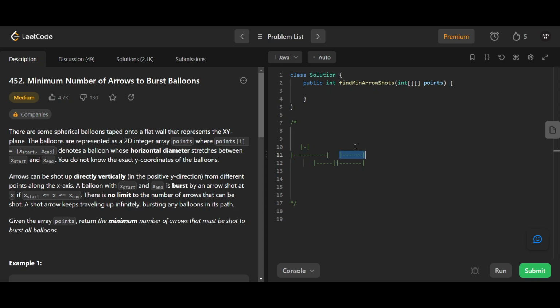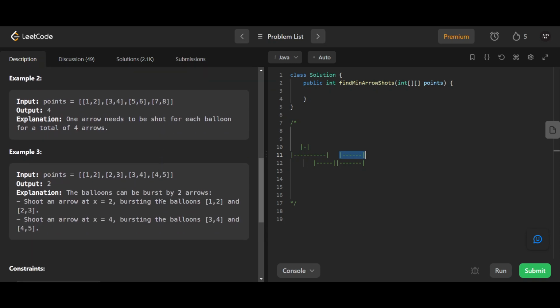This guy intersects with it. This is another one. So you have to check whether the next guy intersects with the previous guy or not. If it does, keep continuing. Otherwise, just stop and start counting again, right?